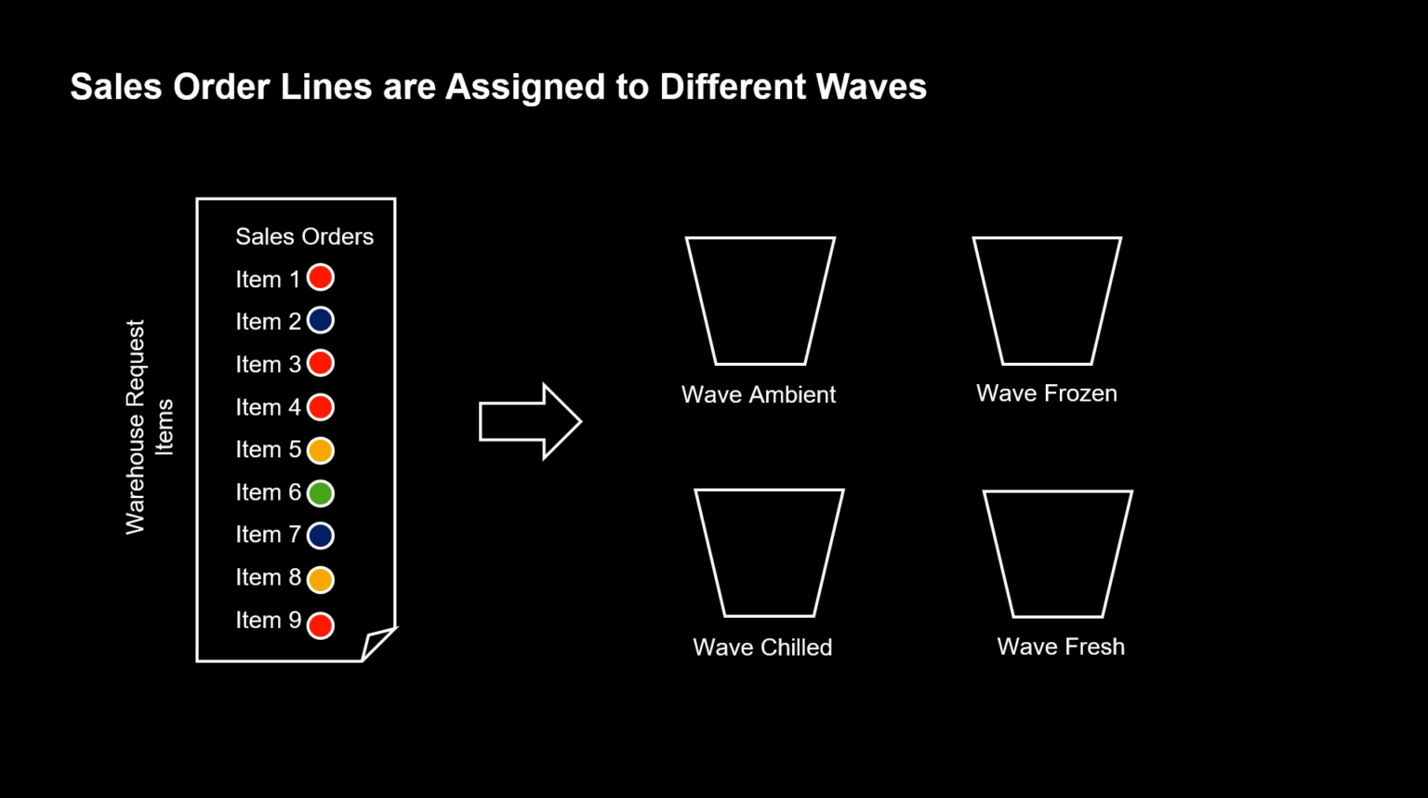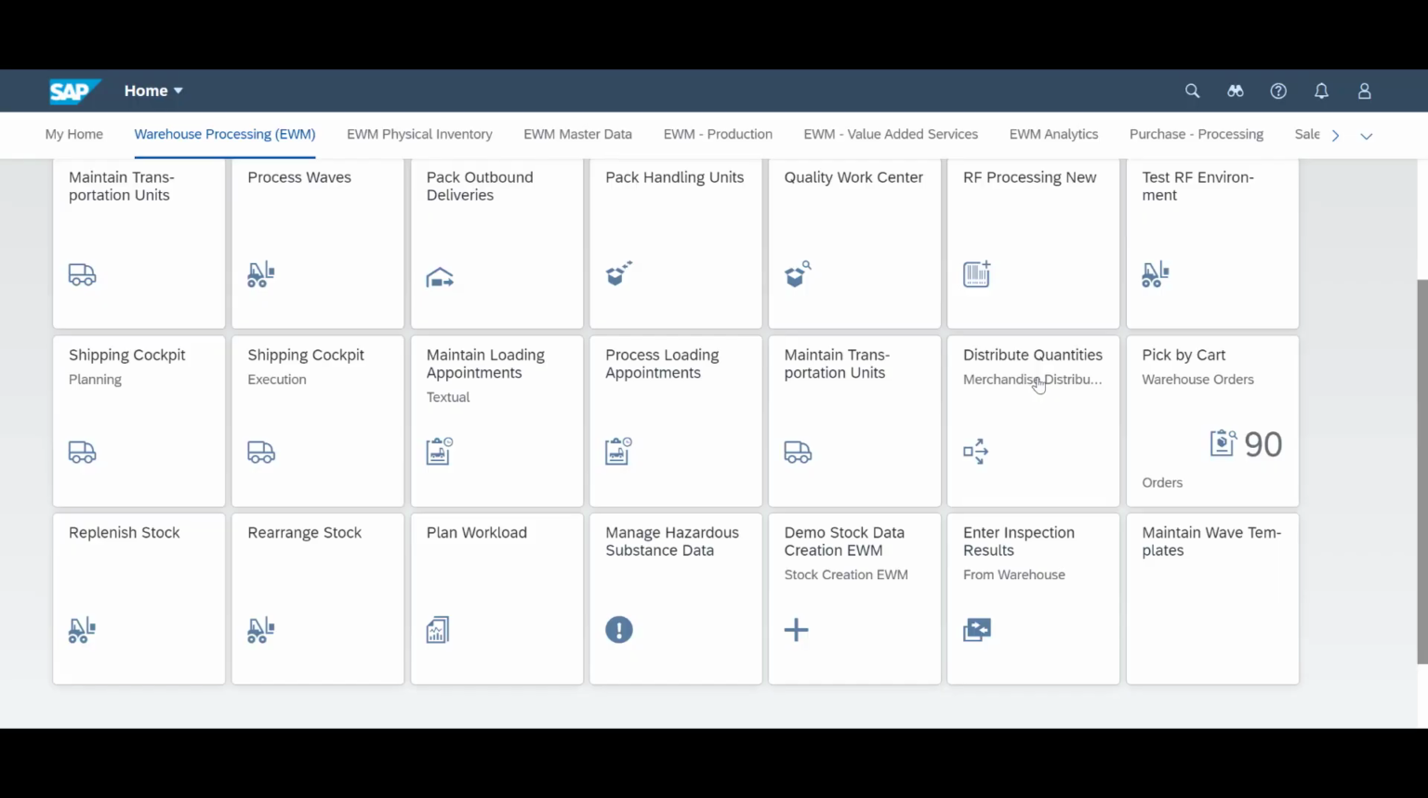In this illustration, we will show how a sales order with 10 different line items, or warehouse request items can be handled. When wave management is used, sometimes referred to as wave picking, warehouse requests are grouped into different buckets, or more precisely, different waves. EWM uses the condition technique to determine the relevant wave for each warehouse request item, looking at header or line item information for the relevant business document.